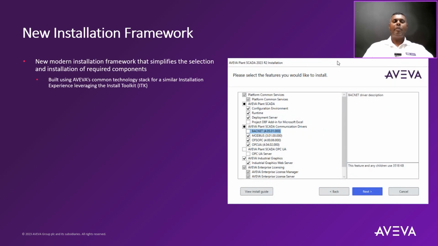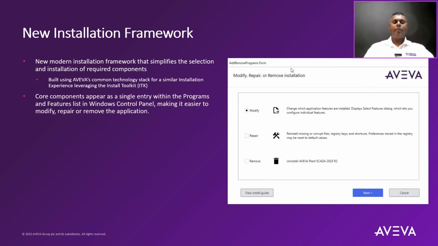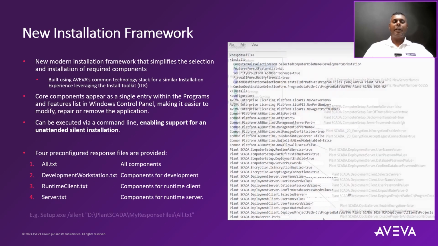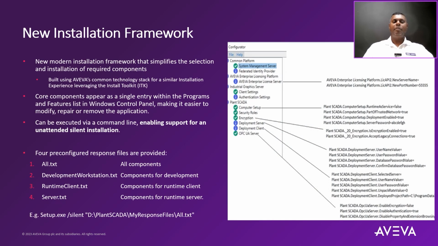There are 4 pre-configured response files provided out of the box, which will help you to install all the components. These are: all components, a development workstation component, a runtime-only component, as well as components for a runtime-only server. These pre-configured response files can be customized to any of the features needed for the installation, as well as the options to automatically configure items in the configurator, which typically occurs post-installation.